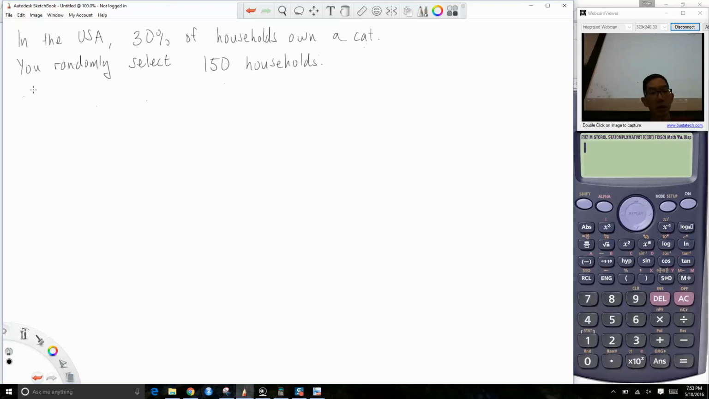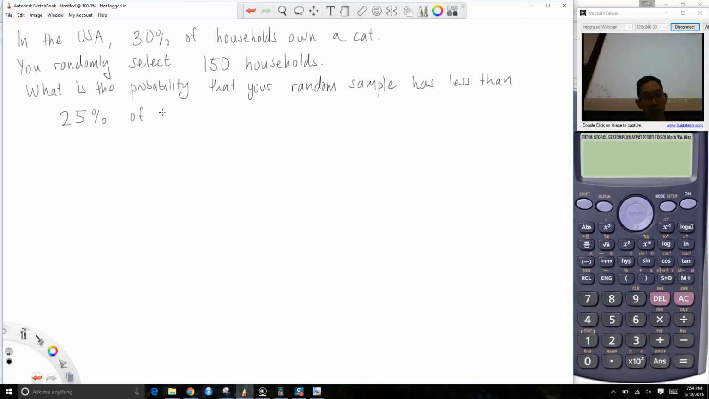Okay. What is the probability that your random sample has less than, we'll say, 25% of people, or 25%, we'll say, cat owning households? Okay, go ahead and try this out.